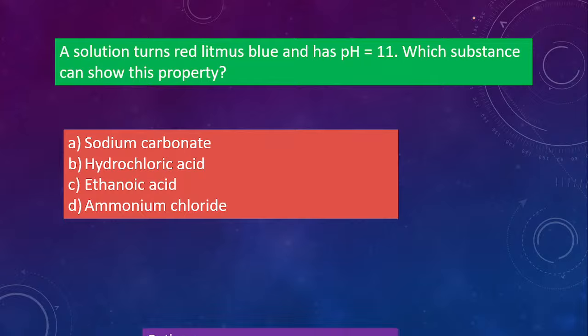Okay, let's go for the answer. So our answer is option A, sodium carbonate. It is not ammonium chloride. So sodium carbonate is the base here. Hydrochloric acid and ethanoic acid are acids. Ammonium chloride is not a strong base, like pH 11 is given, right? It's a strong base. So sodium carbonate is the one. Okay, not ammonium chloride. Okay, let's do the next one.